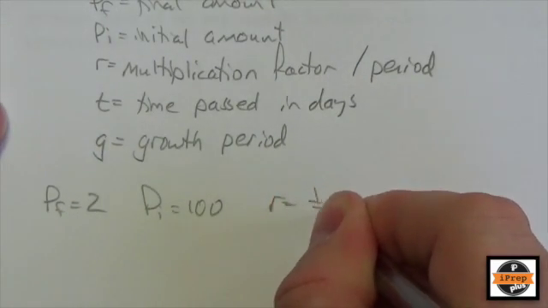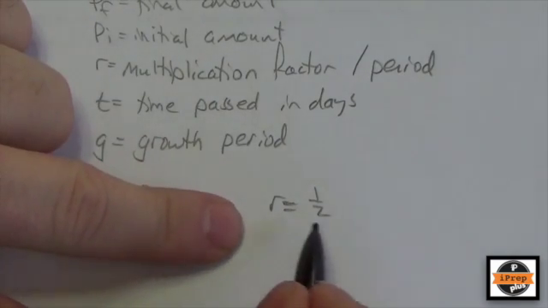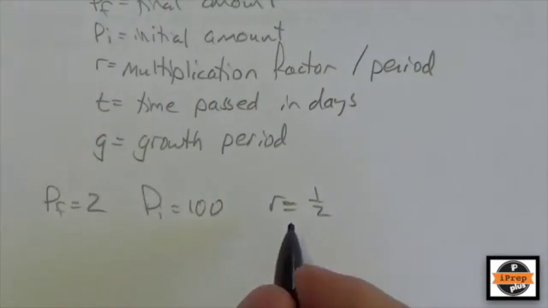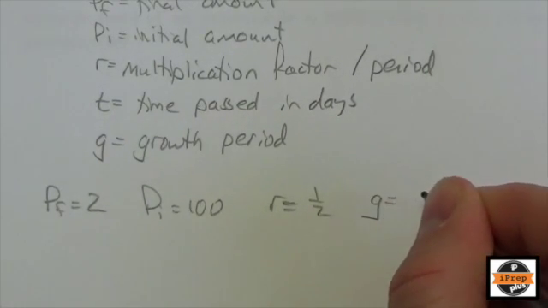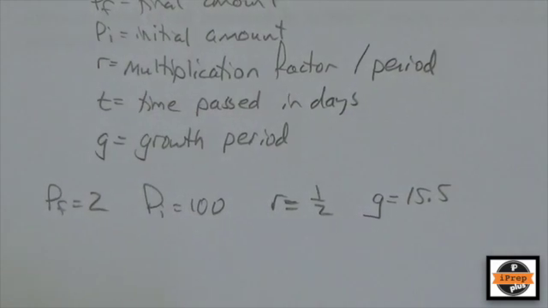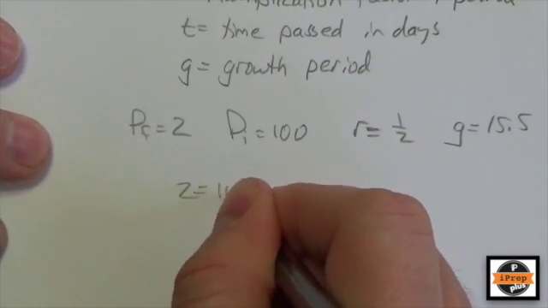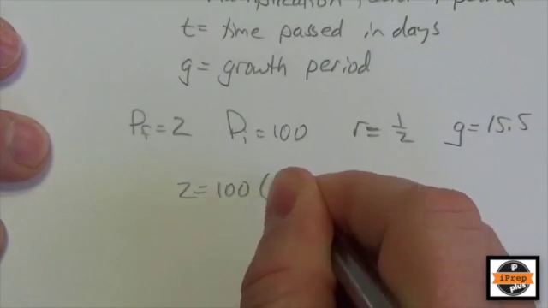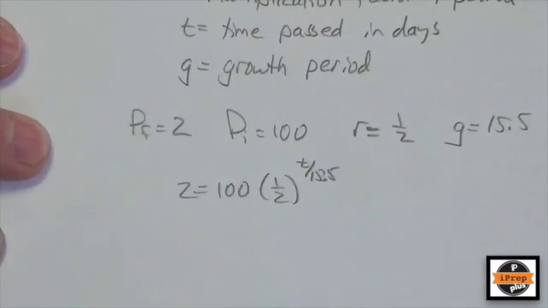R in this case is going to be a half, because now I understand that we're losing a half. When we talk about half-life, we're losing a half here. But this is going to represent the half that remains. Okay? The half of the material that remains here. And we know that our growth period here is 15.5 days. Okay, so now we're going to plug that in. So we'll get 2 is equal to 100 times 1/2 to the t over 15.5.